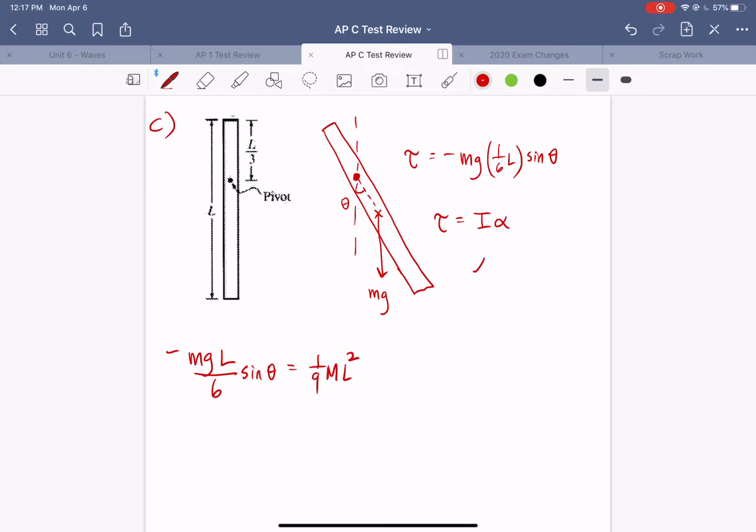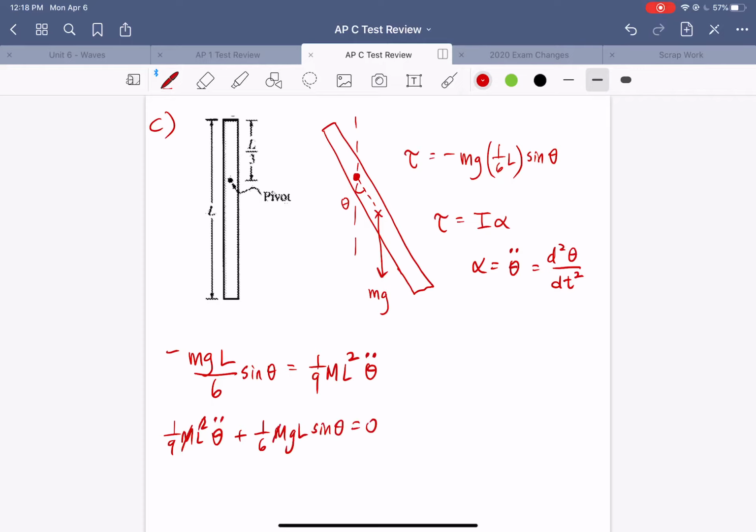And remember, alpha in terms of calculus is the second derivative of theta. If you're not familiar with this notation, it is the second derivative of theta with respect to time. That's what the theta with 2 dots on top of it means. So I'll just use that shorthand notation here. So if we rearrange this a little bit, 1/9 ml squared times second derivative of theta plus 1/6 mgl sine theta equals 0.